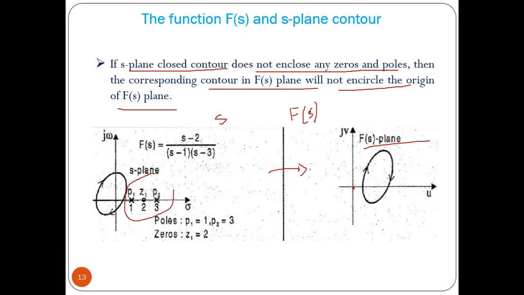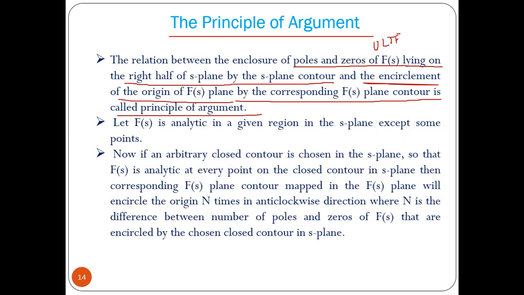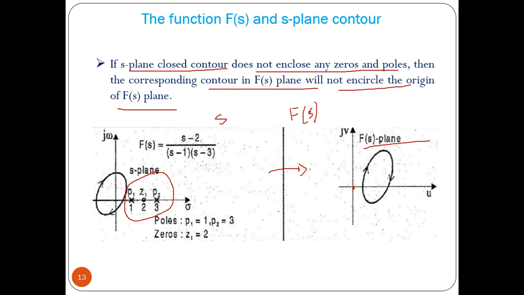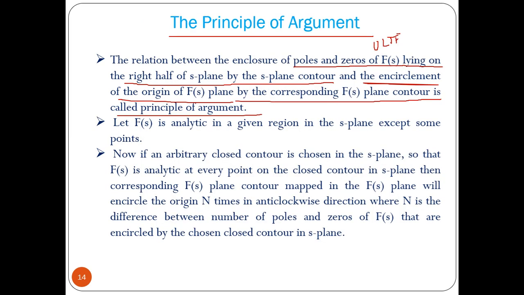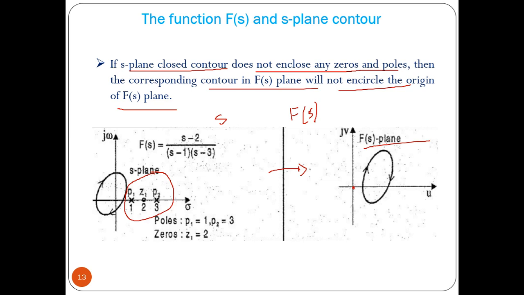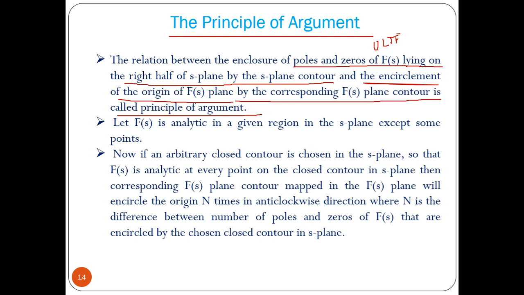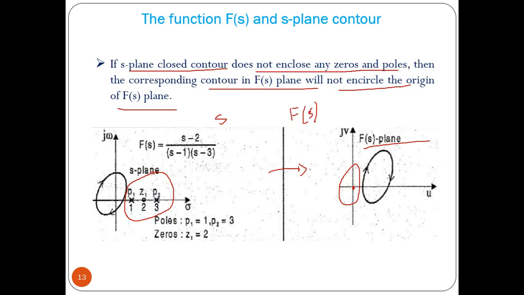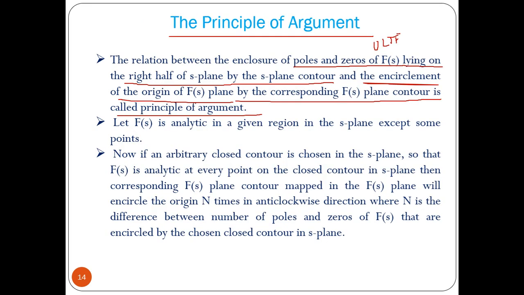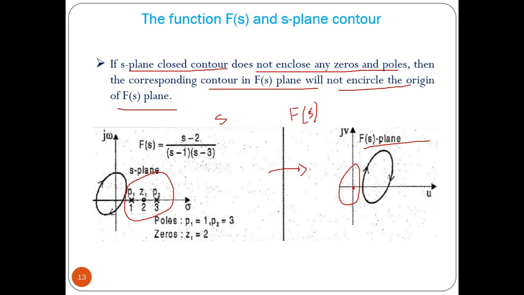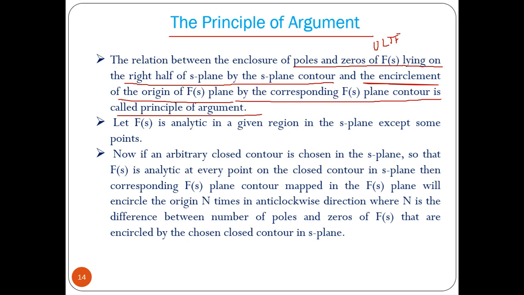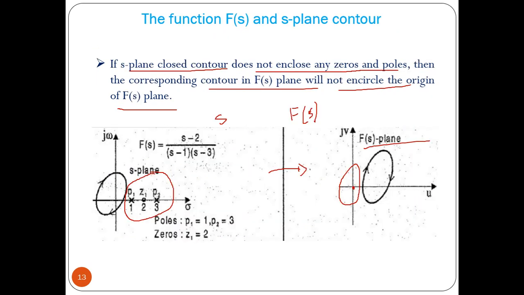The enclosure of poles and zeros in the right half of the S plane by the S plane contour, which means a closed path, and the encirclement of the origin of the F(s) plane by the corresponding F(s) plane contour, is called the principle of argument. That already we have talked about.